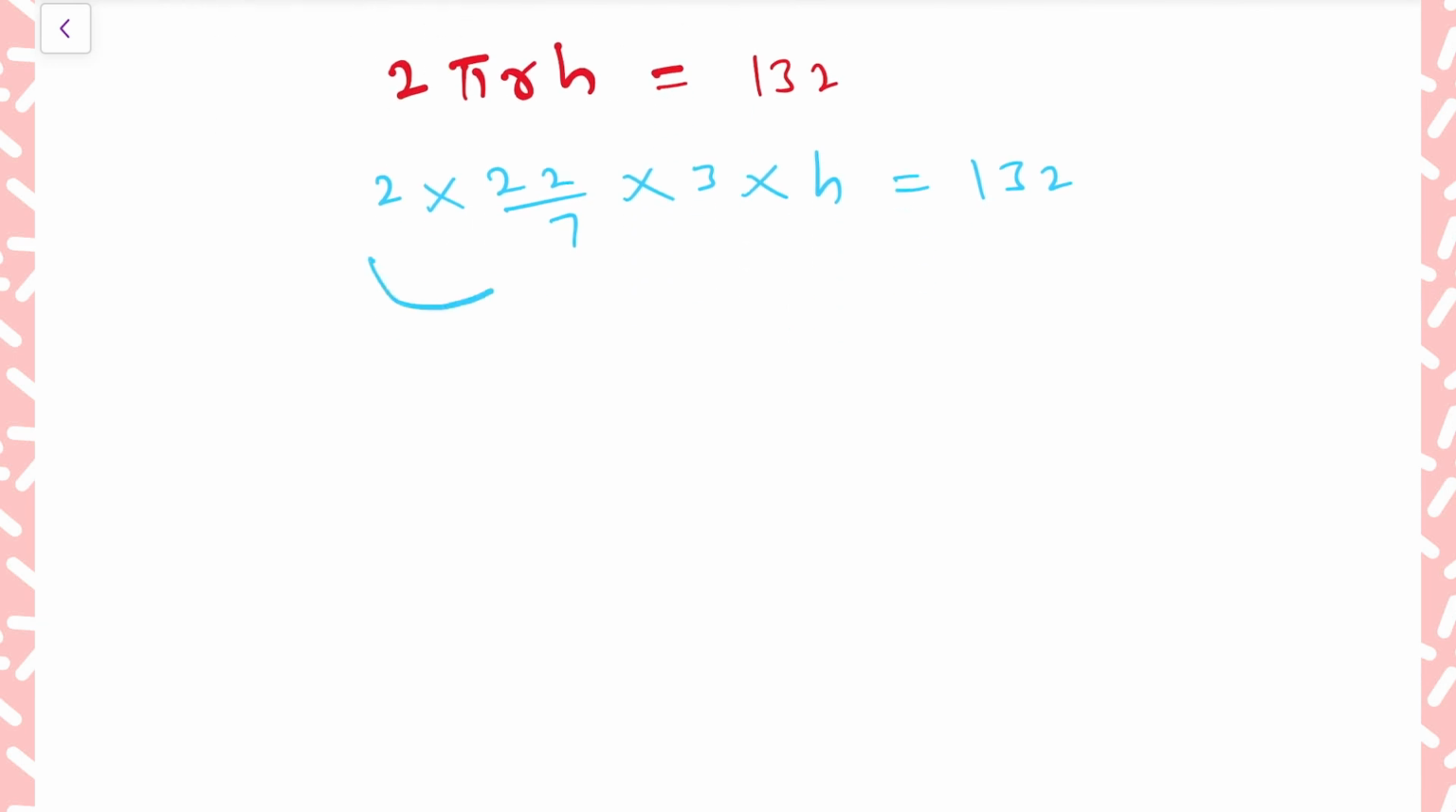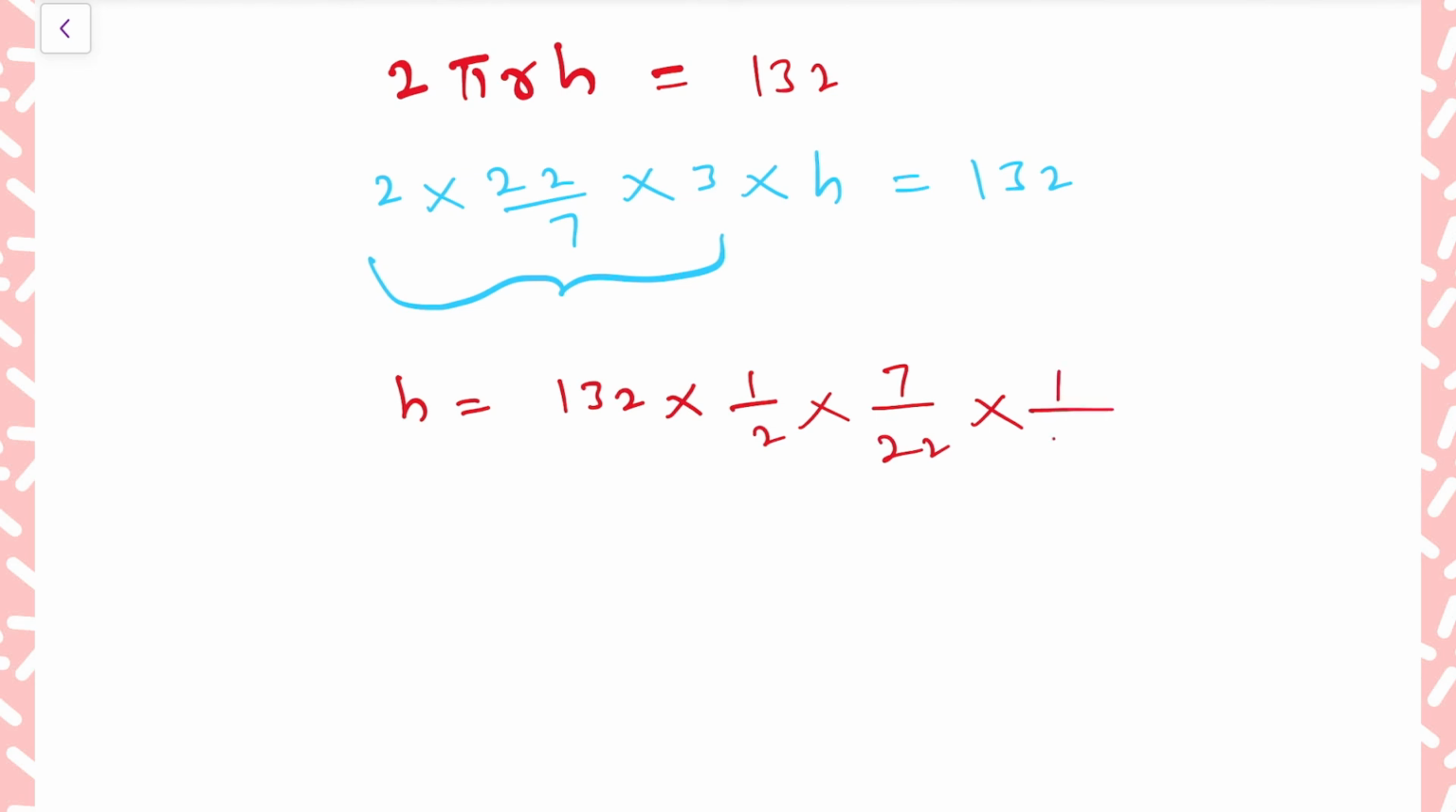Remaining all we will take to the right side. So then h is equal to 132 into 2. If we take it to the other side, it becomes 1 by 2. 22 by 7, if we take it to the other side, it becomes 7 by 22. And 3, if we take it to the other side, it becomes 1 by 3. So let us do cancellations.